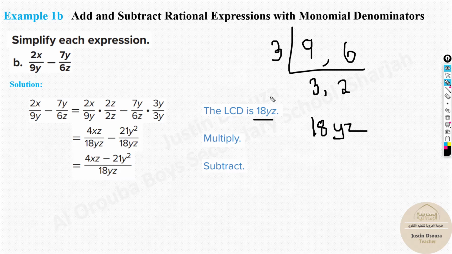This is the other method which I'm telling you. Over here, you need to divide 18yz by 9y, and you can see it cancels out. You will have 2z, so you multiply this term by 2z. And then you need to again divide by 6z. Now this goes, and instead of 9 it becomes 6 and z, and that cancels out, and you can see 3y is multiplied up and down. So this is the method.